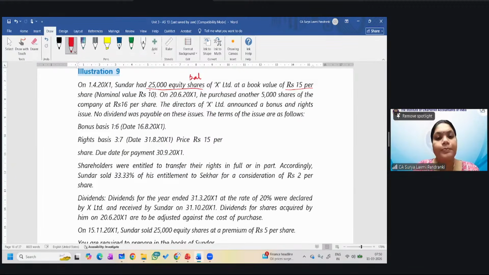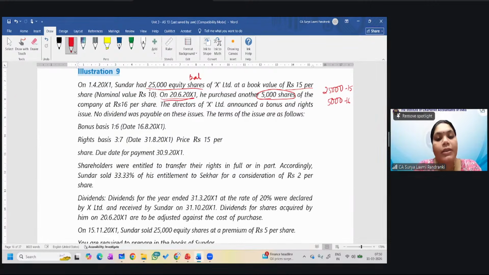Done. Now, after that, on 26, we purchased another 5,000 shares, right? So we already had 25,000 equity shares. Later, we purchased 5,000 more equity shares. And this was purchased at 16. And we already had 25,000 at book value of 15. These two are clear. Now let us move on.